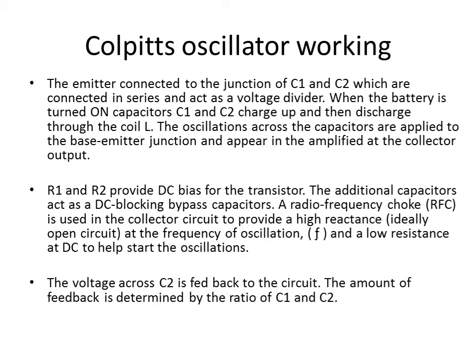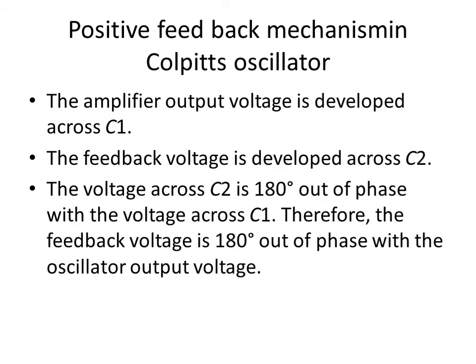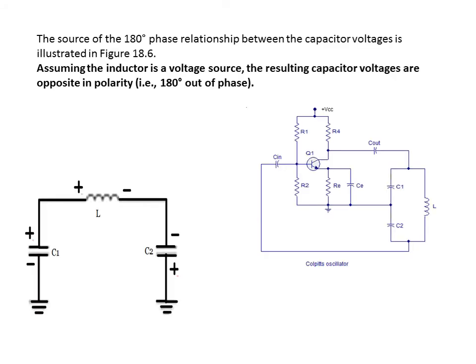Now the working is already explained in detail here. This is about how we ensure positive feedback in the Colpitts oscillator. Now I have drawn this again just to give you a better idea about how the voltages developed across C1 and C2 come out opposite, because this part of the tank circuit is drawn in a different way. I have shown L in the top portion, the L of the tank circuit.